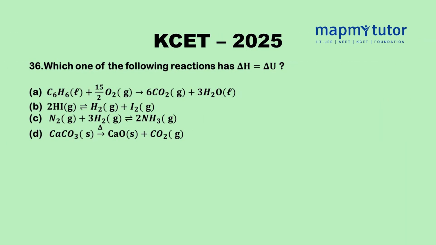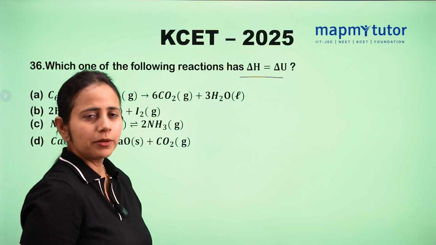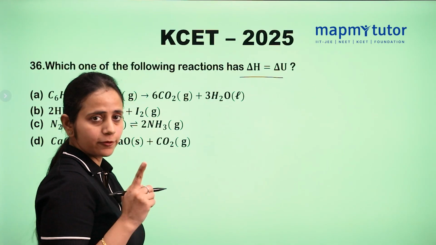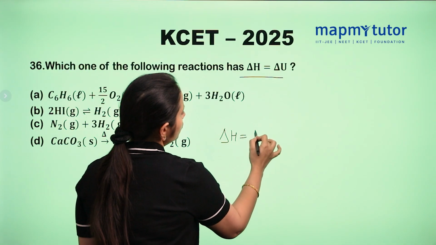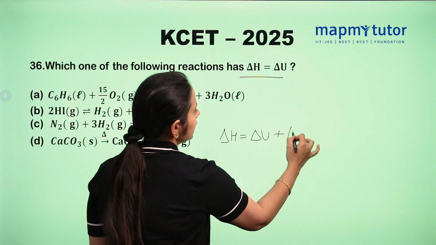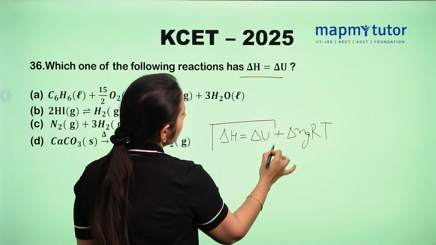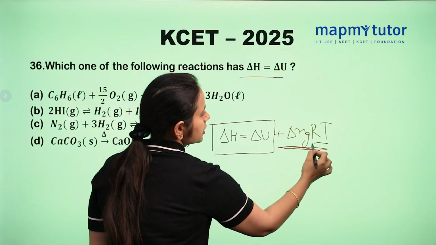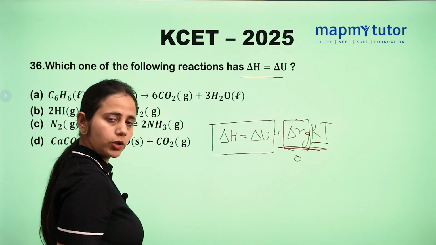Which one of the following reactions has delta H equal to delta U? See, direct questions are coming from equilibrium and thermodynamics. These are very important chapters for the exam, so please focus on them. This is a direct formula: delta H is equal to delta U plus delta Ng RT. He is asking when these two terms will be equal. They will be equal if delta Ng is 0, since R and T are constant.